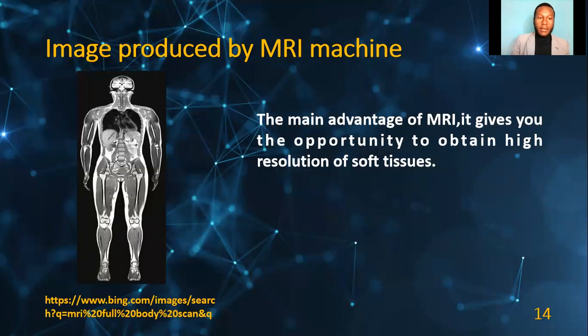The MRI machine produces an image that looks like this one on this slide. The main advantage of MRI is that it gives you the opportunity to obtain high resolution images of soft tissues.